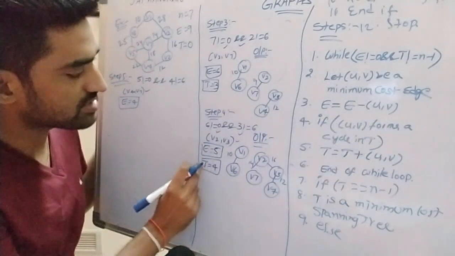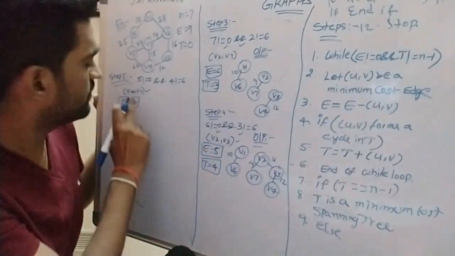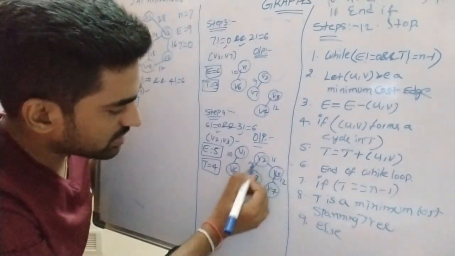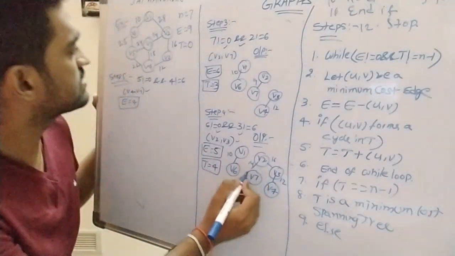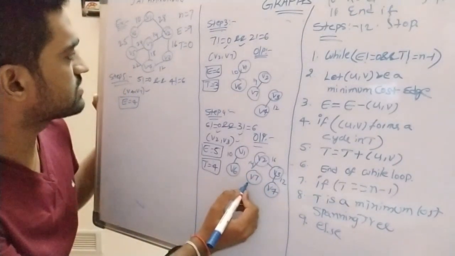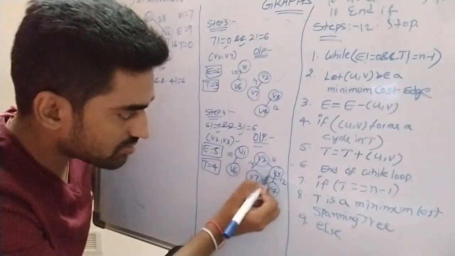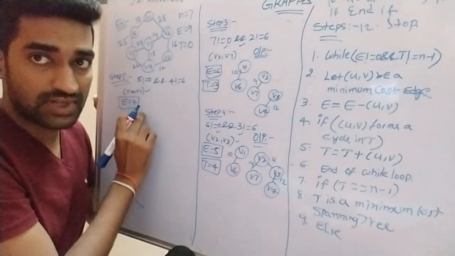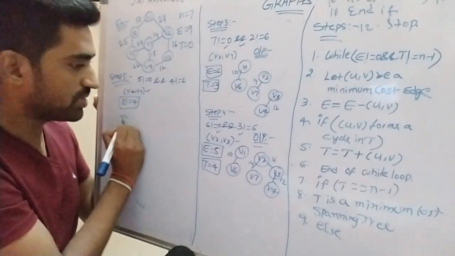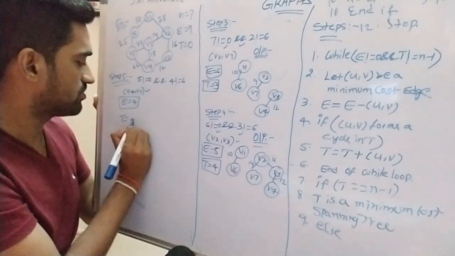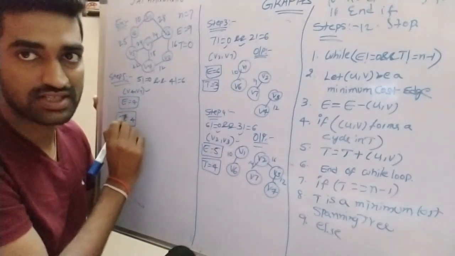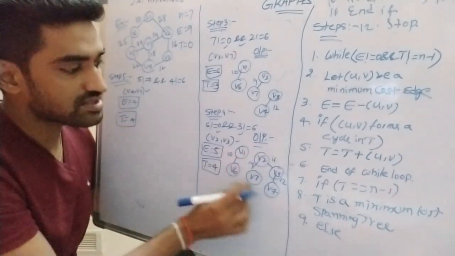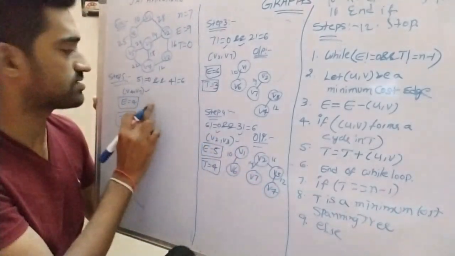So here we are checking this condition: does U comma V form a cycle or not? V4, V7 forms a cycle. So that's why this is not added to the output, right? So the previous T value is the same, and the output is also the same for this step, right?